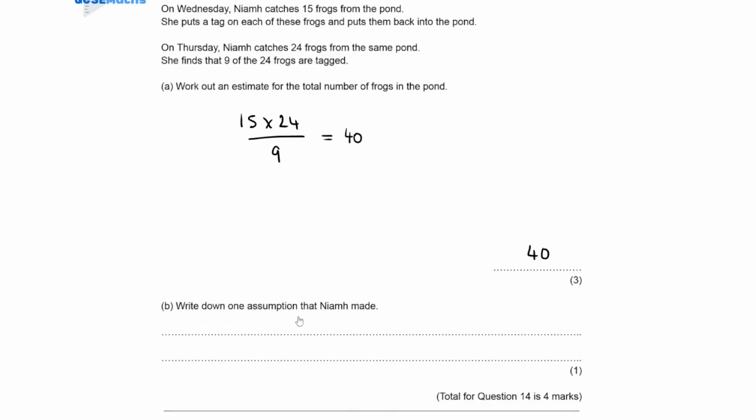Now part B, write down one assumption that Neve made. In this context, you've got related to the context, she tagged the frogs. So our assumption is that none of the tags fell off or came off. You could say fell off or came off, because technically they could, I don't really know how well you can tag a frog. Technically they could lose their tags, couldn't they? Sometimes if they say that the animals or the insects have been marked, that none of the marks have come off or rubbed off, that kind of thing. Because obviously that would affect the number 9, and if you change the number 9, it affects your overall answer, doesn't it? Something to do with the tags.